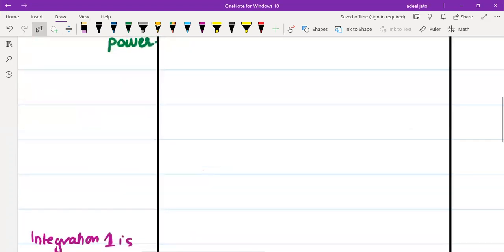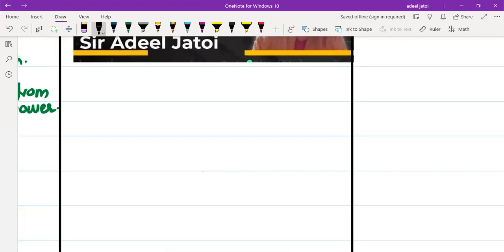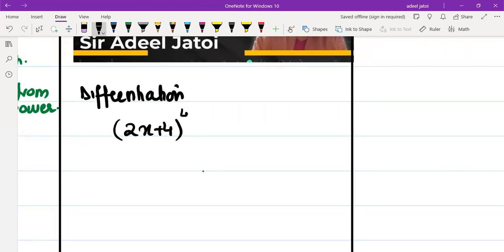Now let's do the integration of the bracket. Before that, we'll work on differentiation so that we can just match. It is not necessary, or obviously the examiner will not want you to differentiate first and then integrate. The examiner will always be giving you the differentiated part, and then the examiner will ask you to integrate. So let's just say your y is (2x + 4) to the power 4.